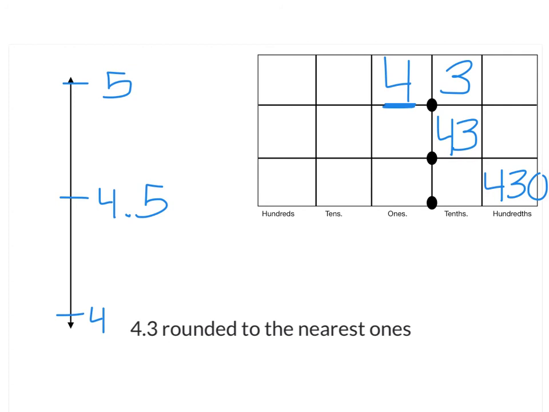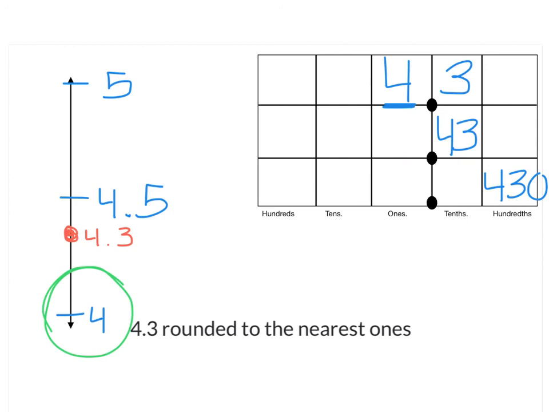All right. Now, our number that we began with is 4.3. And so if we look at our vertical number line, we'll see that 4.5 is right in the middle. So 4.3 would fall just a little bit below that. And so 4.3 would be somewhere around here, okay? And we can see that because our 4.3 is right about there, below our midpoint, we would round this number down to 4. And so we would round 4.3 to the nearest 1, and that would become 4.